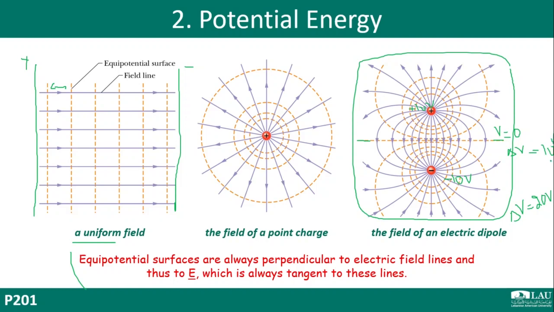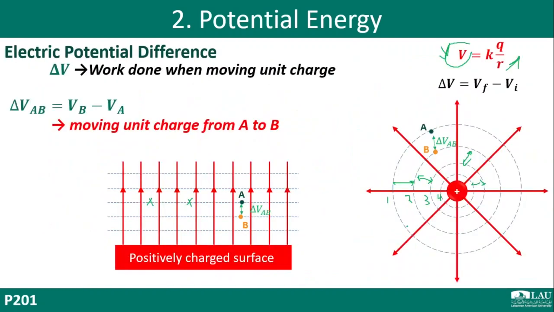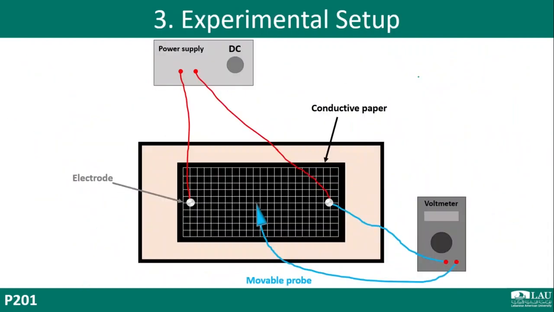So I will explain this in the experimental procedure. But you need to keep in mind that there is a huge difference between delta V and V. V is the potential, delta V is the potential difference. To obtain the potential difference, you need 2 points. So regarding the procedure, I will be using, instead of you, a conductive paper. Two conductive pins will be considered as electrodes or as charges. One will be connected to the positive output and one will be connected to the negative output.